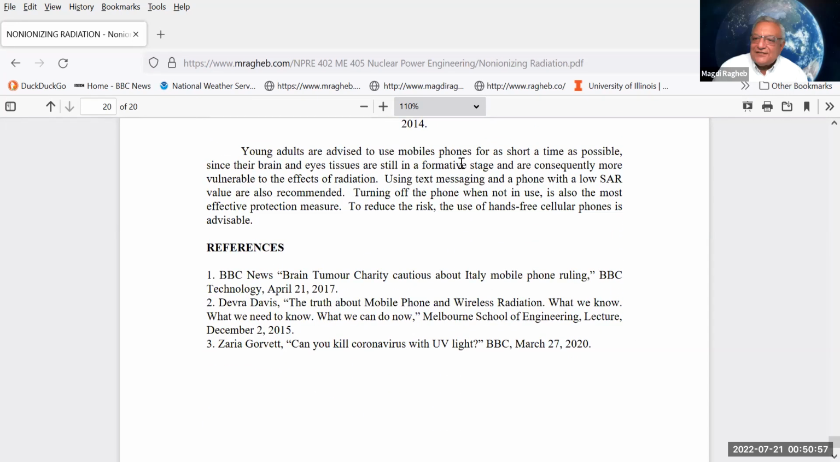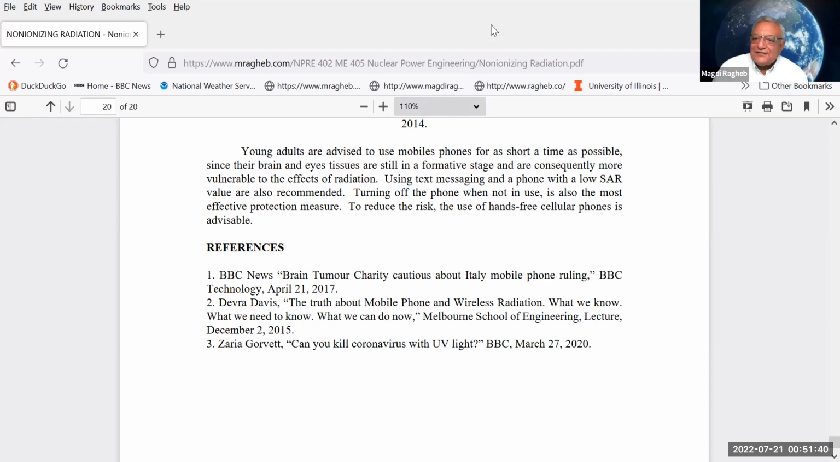So young adults are advised to use mobile phones for as short a time as possible, since their brain and eye tissues are still in a formative stage and are consequently more vulnerable to the effects of radiation. I'm not trying to scare anybody, but better safe than sorry. Using text messaging and a phone with a low SAR value, which we defined, is also recommended. When you buy your new phone, see if you can get one with a low value. Don't buy a cheap phone. Turning off the phone when not in use is also an effective protection measure. To reduce the risks, the use of hands-free cellular phones is advisable.